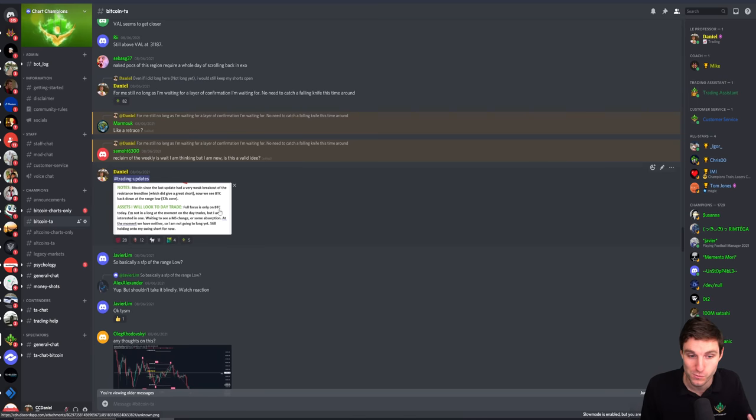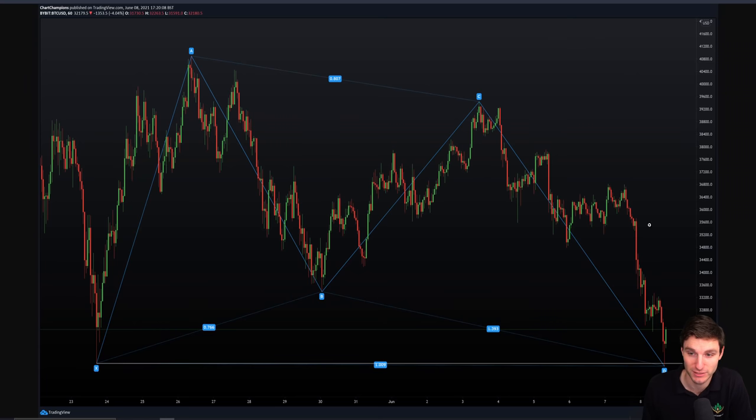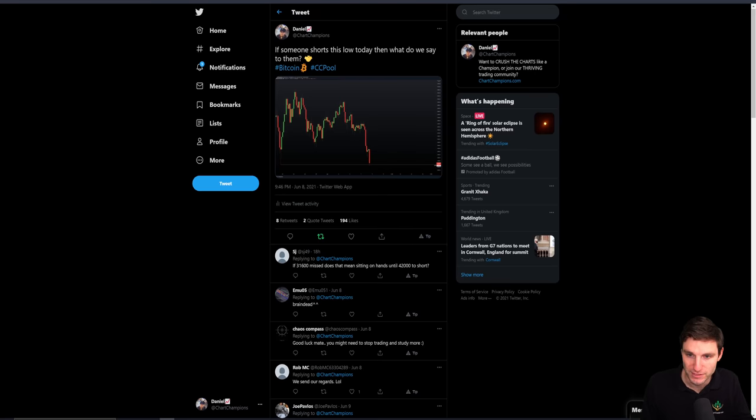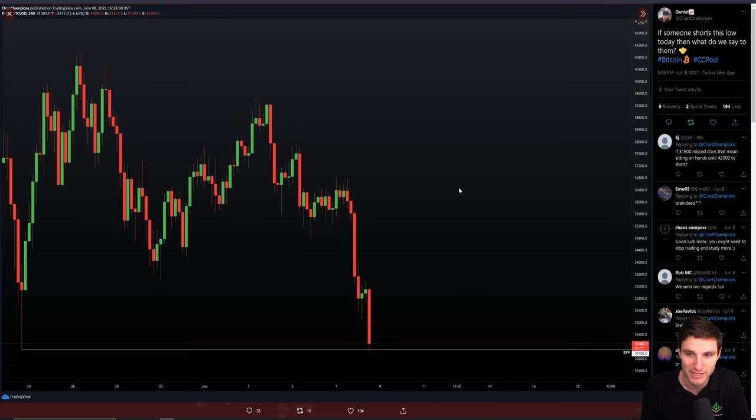We waited for the confirmation, which in the end was that market structure change off of the value area low. As you can see here, we knew that 31.187 was coming before it happened. Why? Because I literally did the technical analysis on Sunday for everybody in the group. So we were ready and waiting for the low. And like we said here, what do we say to people that are shorting this low?